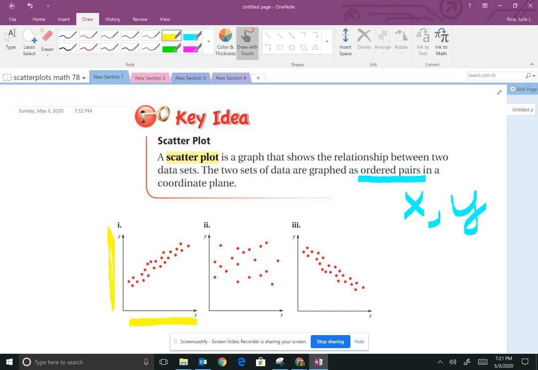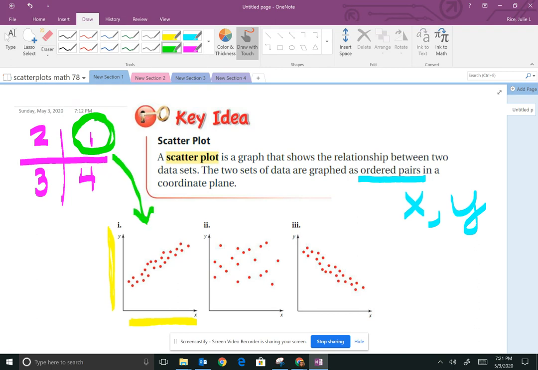And then remember, our coordinate plane has four quadrants: quadrant 1, quadrant 2, quadrant 3, and quadrant 4. For the purpose of most scatter plots, we're going to focus right here in quadrant 1. So it's kind of like zooming in on quadrant 1. These three examples I showed you are just examples of what scatter plots could look like. It's a coordinate graph with lots of dots all over the place.